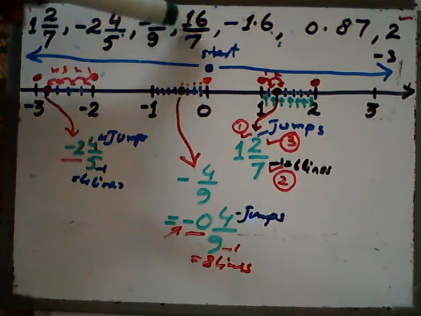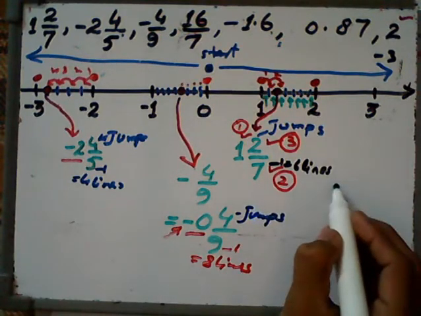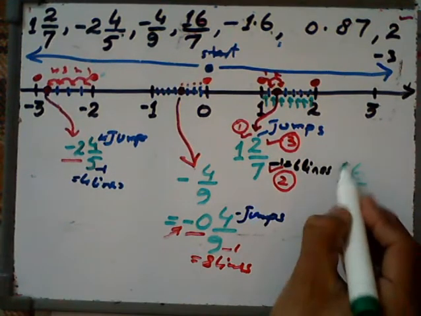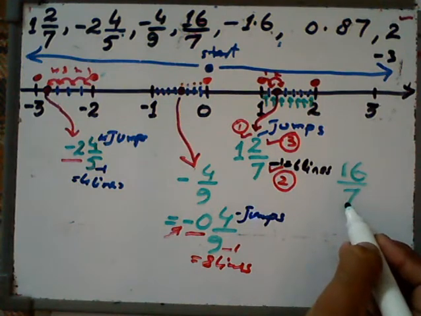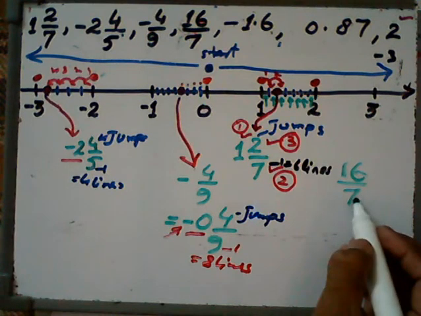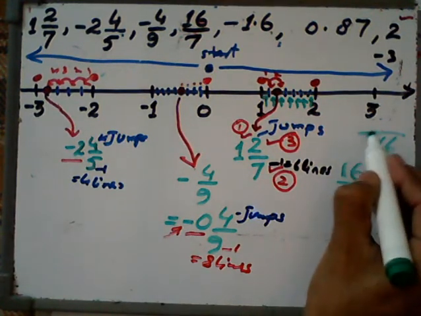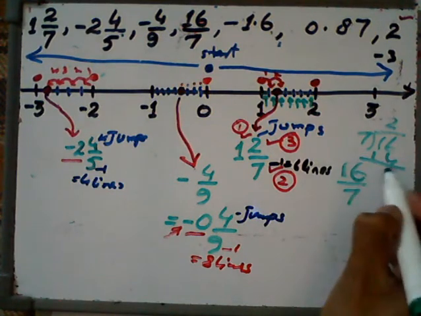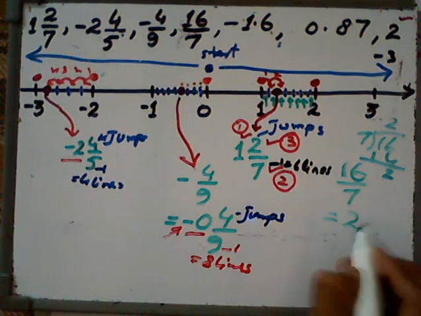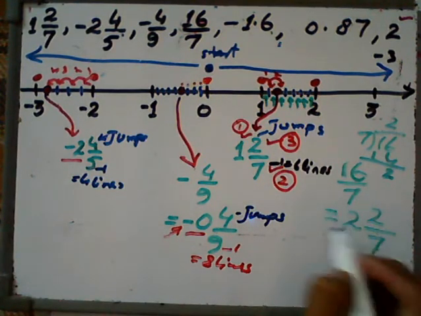Similarly, 16 by 7. 16 by 7 is a mixed fraction. So how to deal with 16 by 7? Let's check it. Whenever the denominator is smaller and the numerator is bigger, we can't reach it until and unless we divide it. So we'll be dividing to get it into a mixed fraction. So let's divide 16 by 7. 7 twos are 14 and the remainder is 2. So 16 by 7 can be written as 2 whole 2 by 7.